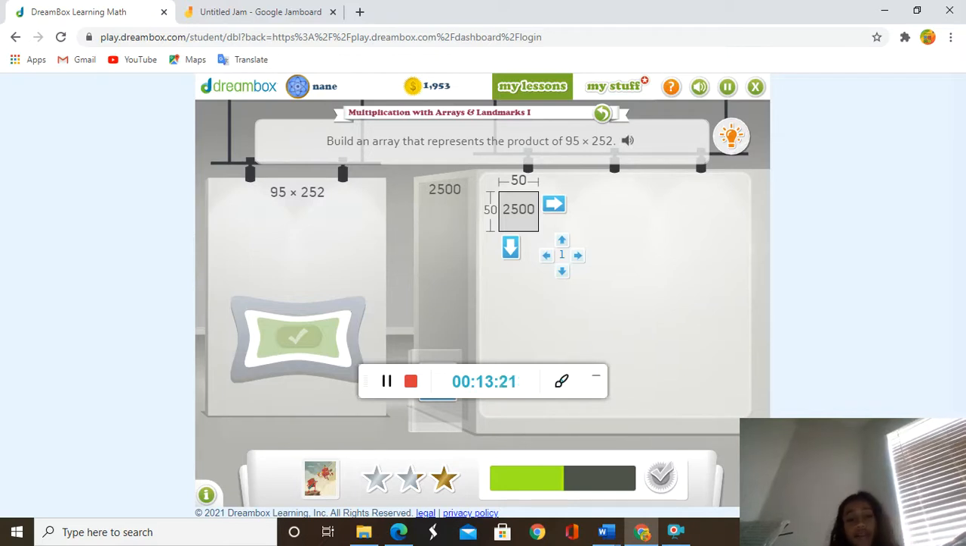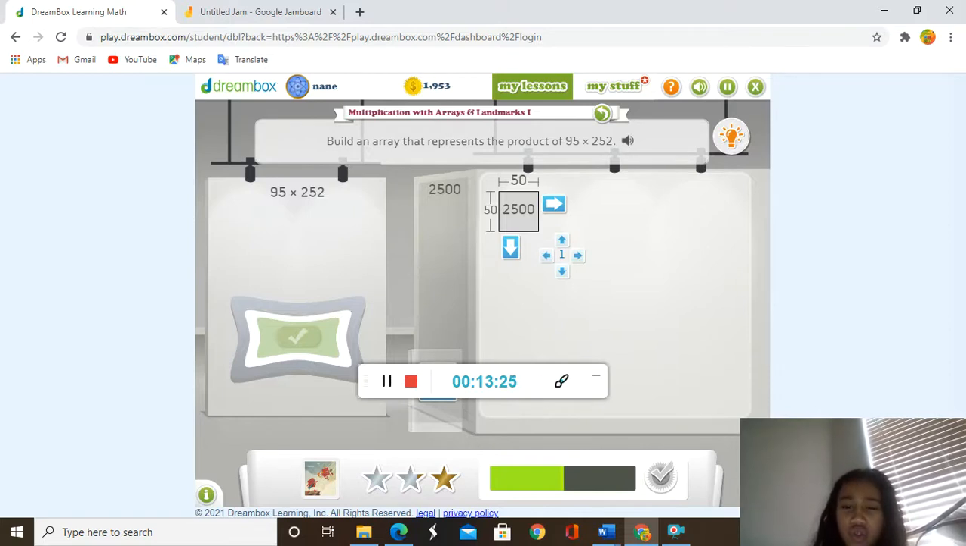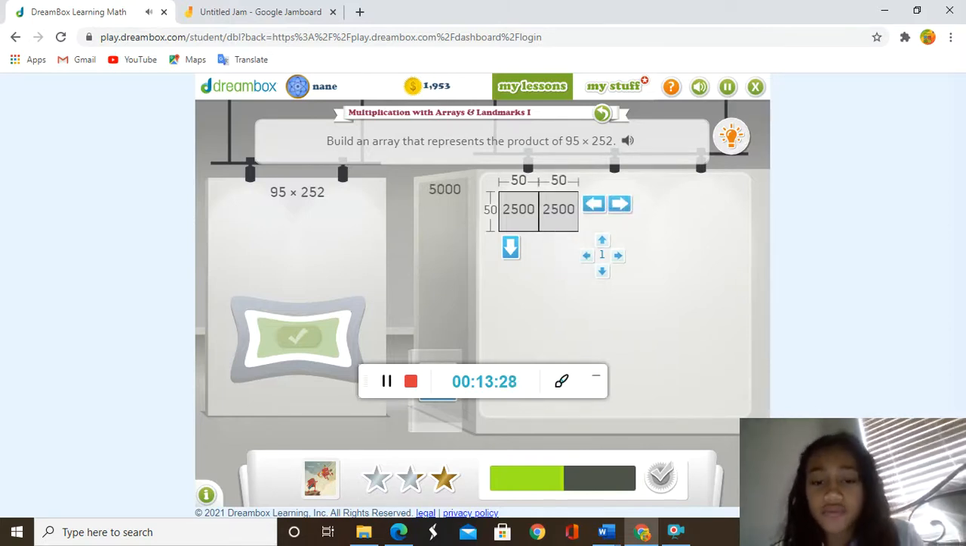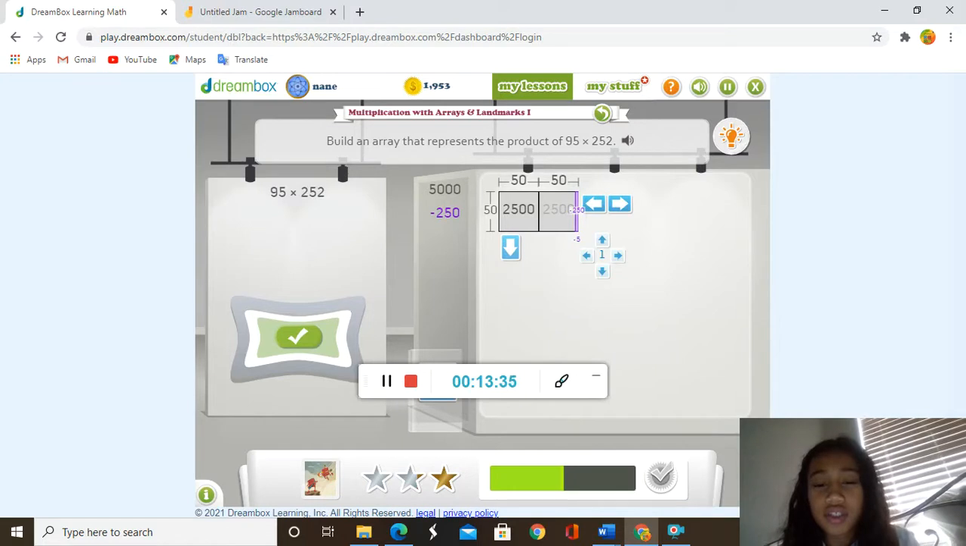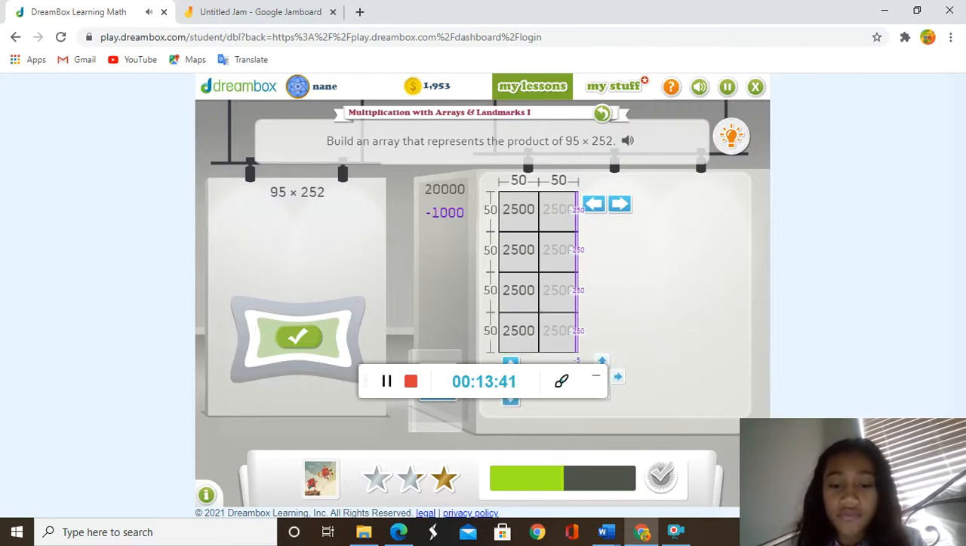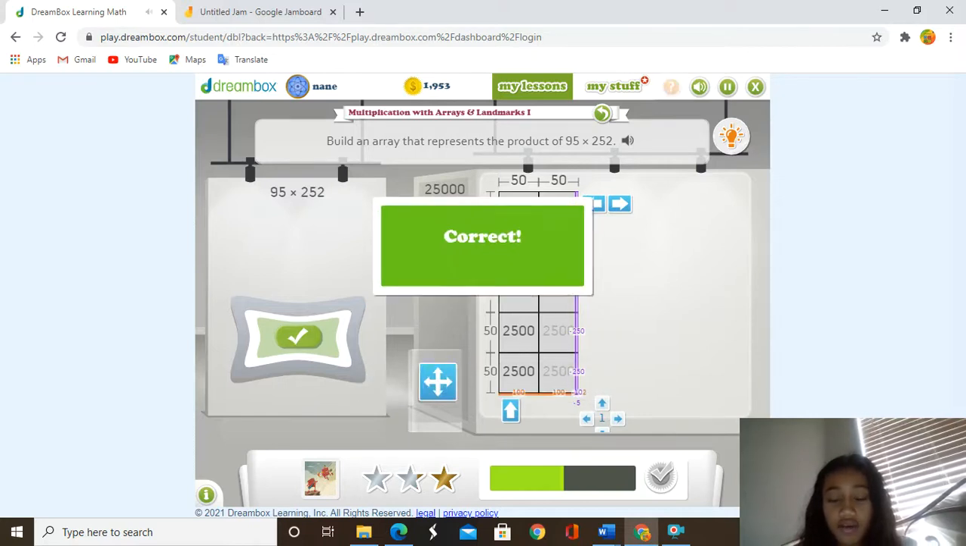So we have an array that represents a product of 95 and 252. So we just do 50 plus 50 equals 100, and minus 1, 2, 3, 4, 5. And then 252, so we just do 50 times 5. 1, 2, 3, 4, and 5. And then we add 2 to it. 1, 2. And then we push check.